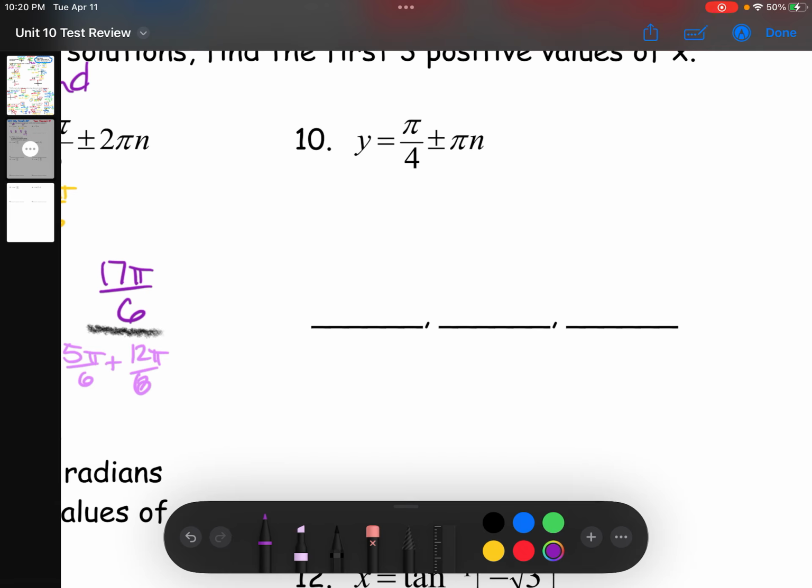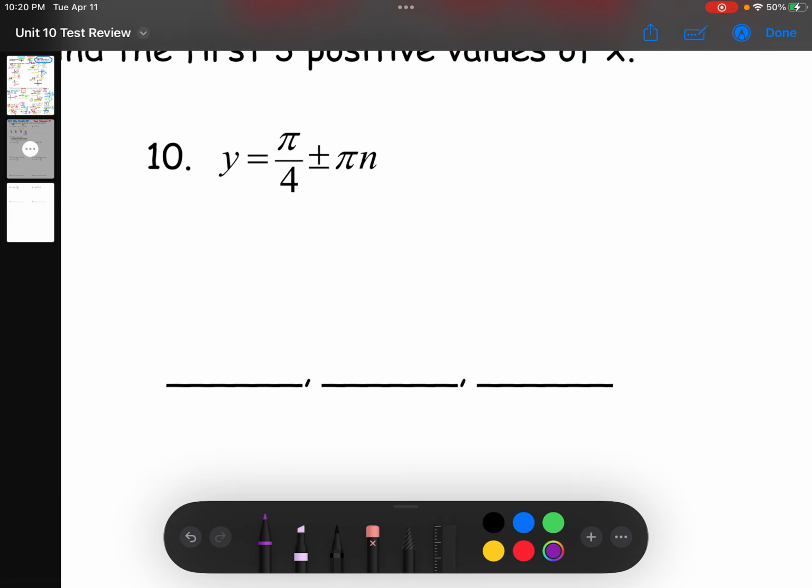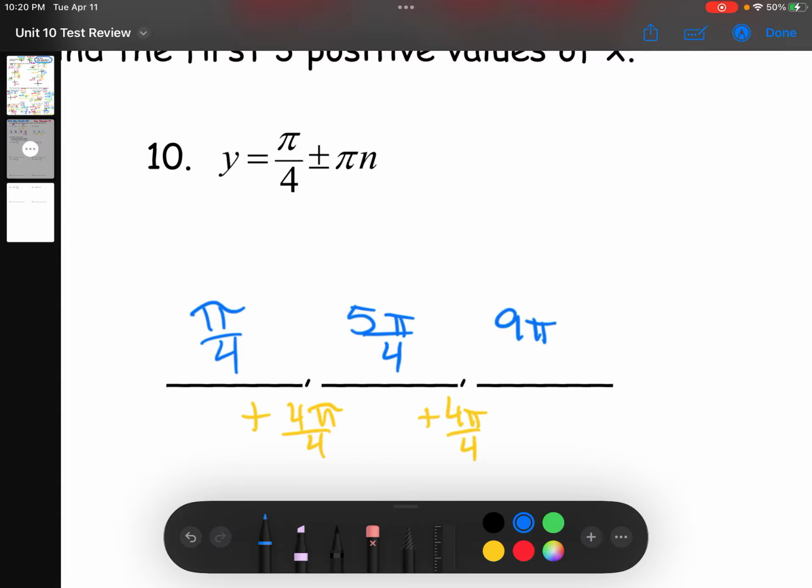So let's take a look at number 10. Number 10 probably came from a tangent equation because we're adding pi n. So pi over 4 is that first solution. To find the next one, we would add pi. So we'll add 4 pi over 4, and that gives us 5 pi over 4. Then we'll add another 4 pi over 4, and that gives us 9 pi over 4. And there are our first three positive solutions.